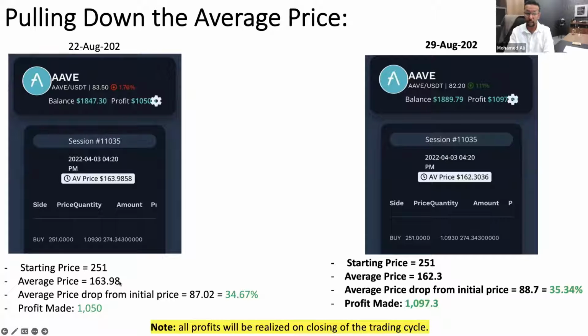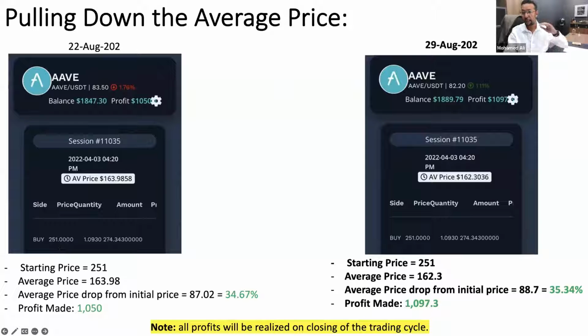Now, for the people who don't know what average price means, just look at the previous calls. This is just a follow-up of the next call, but let me give you a little bit of a brief. The average price is of the top trades that were opened at the price of 251. For example, let's look at this trade here. When we started trading this coin, the price of this coin was 251.